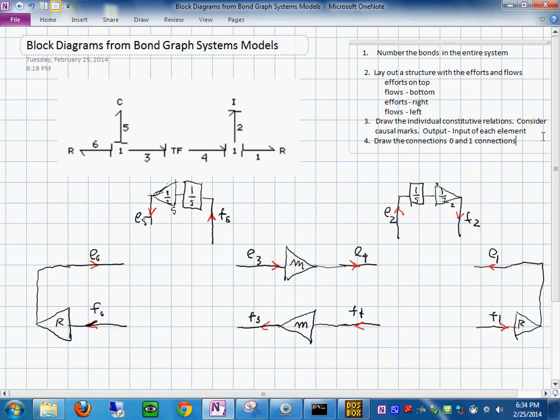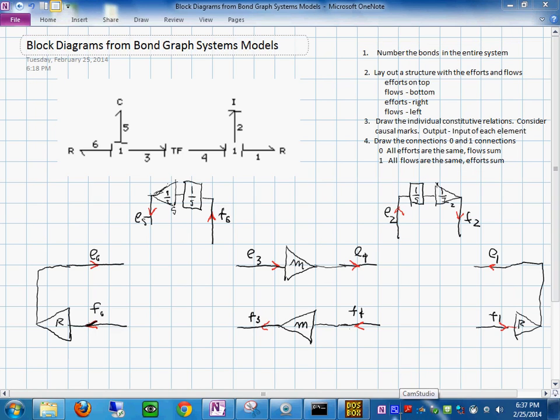Okay, so in doing this, we need to keep in mind: on the 0 junction, all efforts are the same and flows sum. On the 1 junction, all flows are the same and efforts sum. Yes, and the same on the transformer.